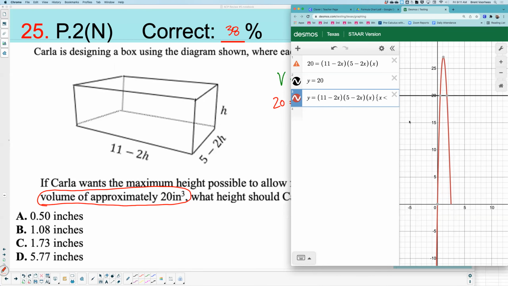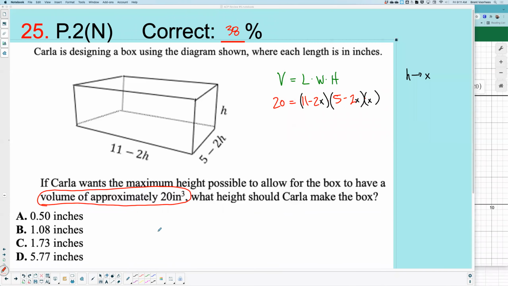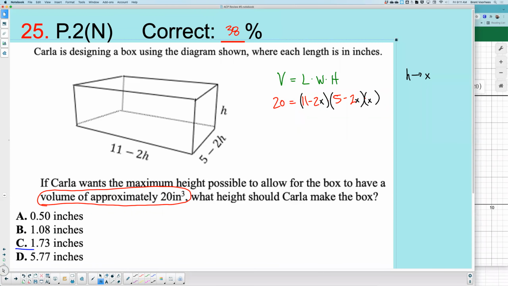So now when I look at my answer choices, there's only 2 to choose from. There's no longer 3 to choose from. We want the maximum height possible. Remember, height we represented with an x. Which x is larger, 0.5 or 1.7? 1.7. So the maximum height would be c. This would be the minimum height. That's the minimum height. This is the maximum height.